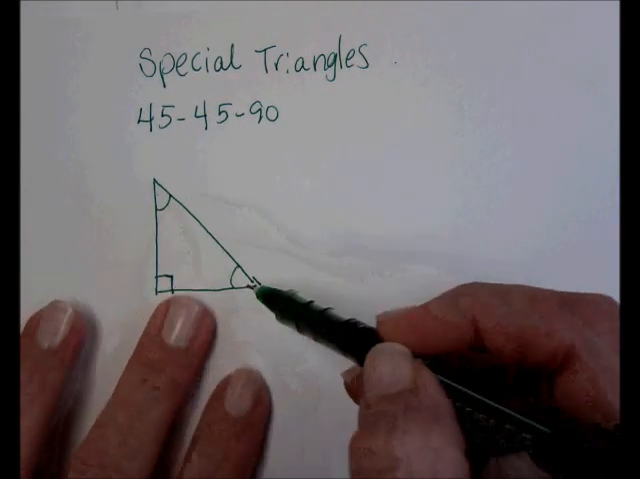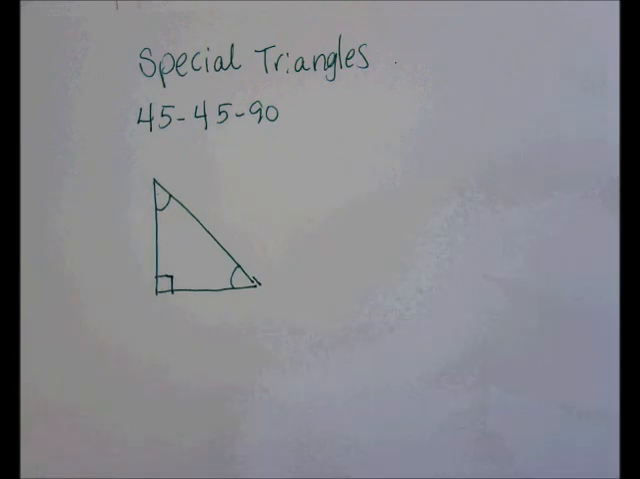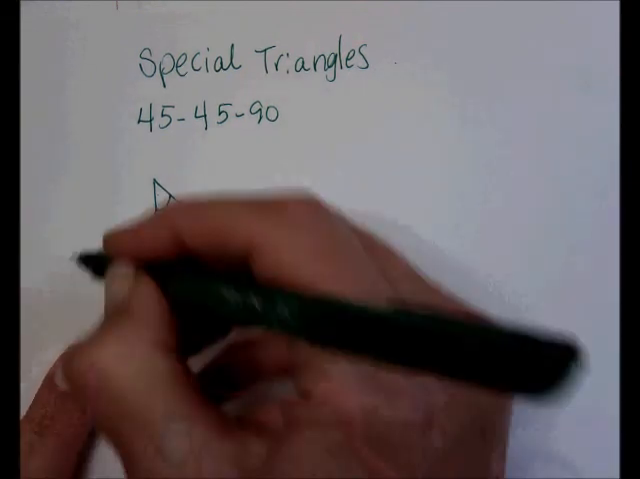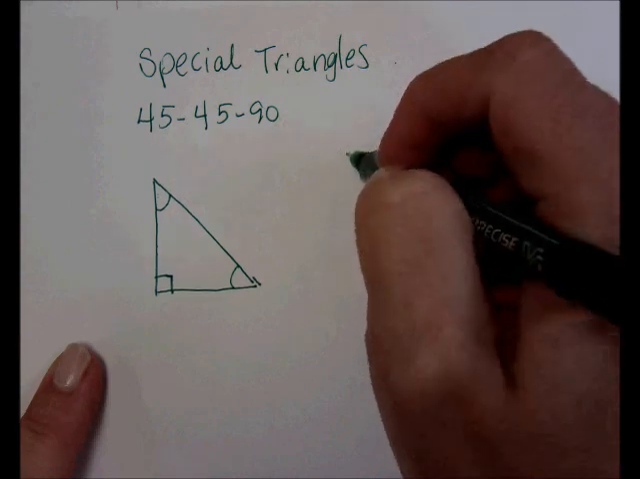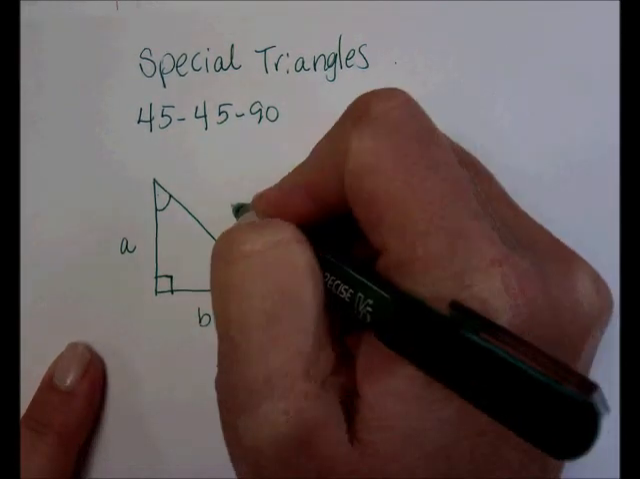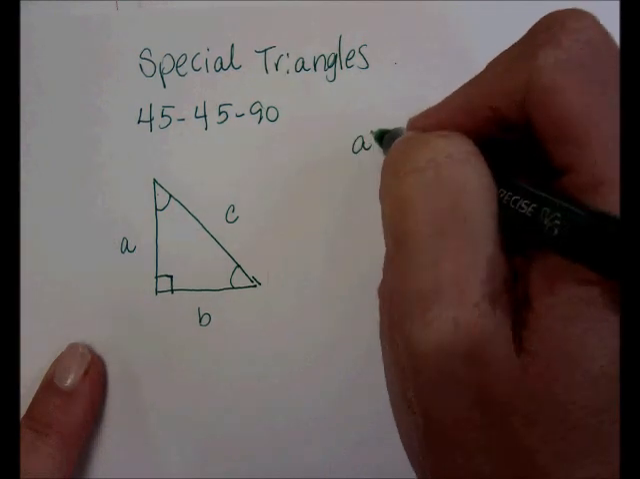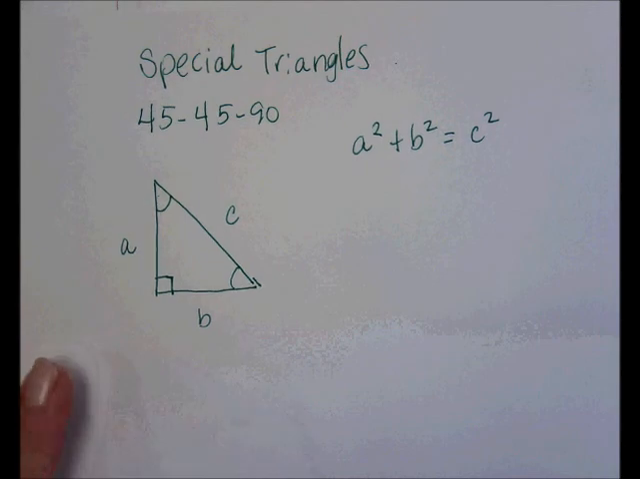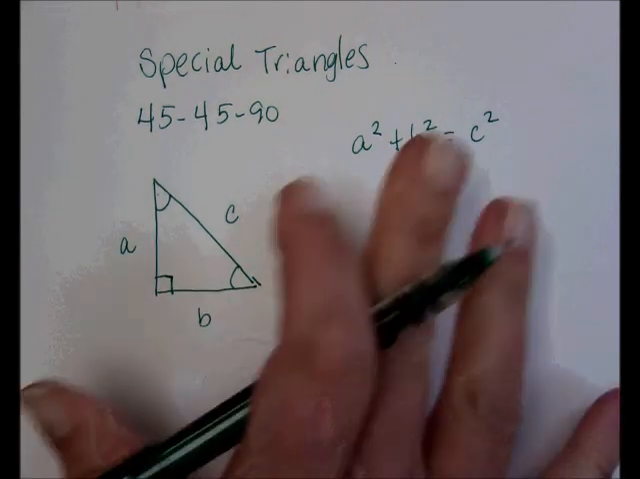and these two angles are congruent to each other. Therefore, they must be equal to 45 degrees. So we learned about a relationship here. We learned today, and yesterday, that we can use the Pythagorean theorem, and the Pythagorean theorem says a squared plus b squared is equal to c squared. And so that's a given.